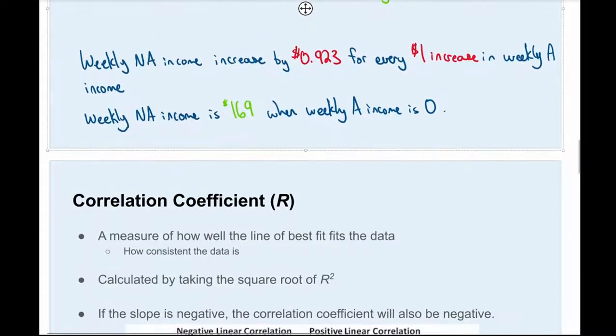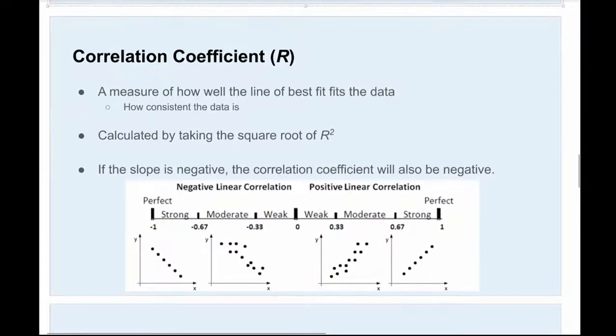The second thing that we get from our linear regression is the correlation coefficient. So this was the R value, and we got part of it in our linear regression. But what the correlation coefficient or R value is, it's a measure of how well the line of best fit fits the data. Or basically it's saying how consistent the data is. And we calculate it by taking the square root of the R squared value.